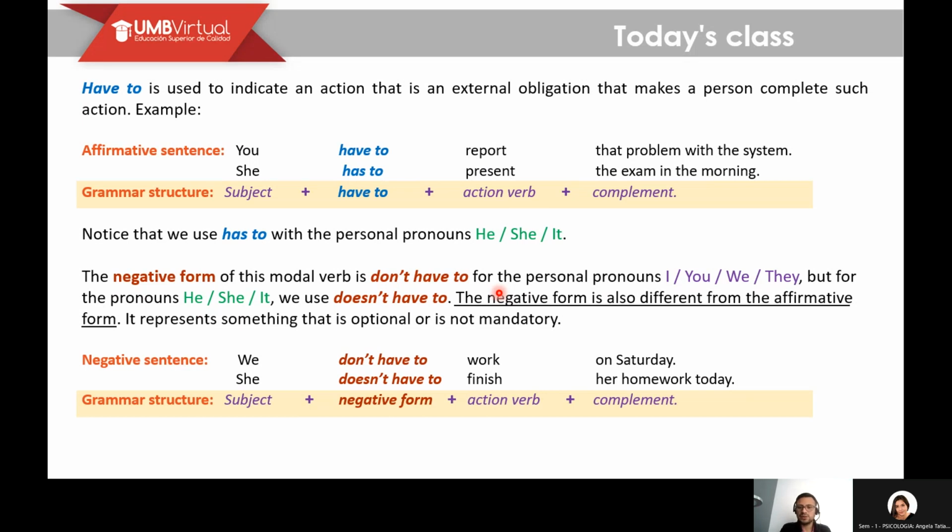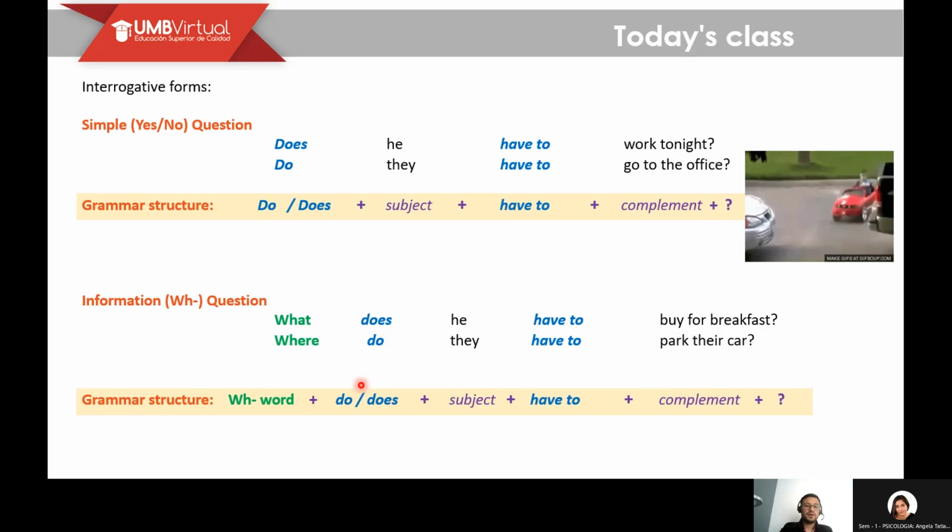Aquí es que como no es obligatorio, ¿cierto? Entonces es al contrario de must. Examples, we don't have to work on Saturday, or she doesn't have to finish her homework today. ¿Listo? Tenemos el auxiliar don't or doesn't for the third person. All right, questions up to this moment?